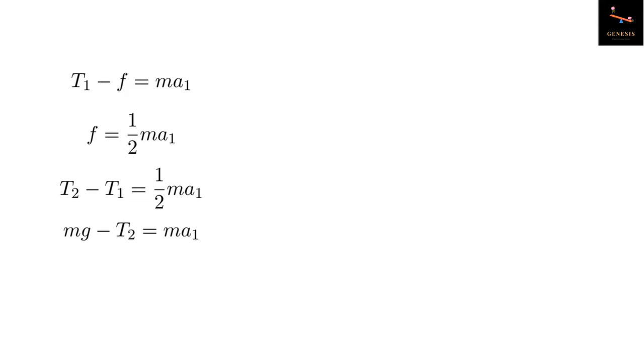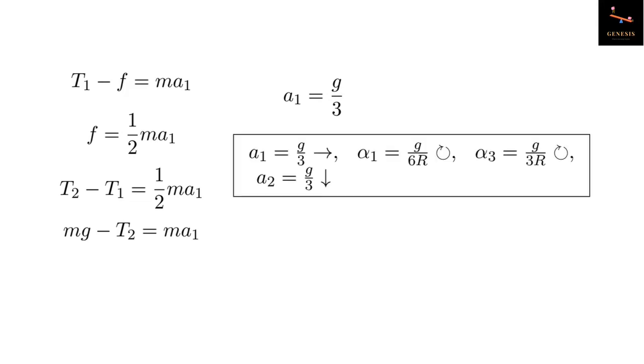You realize I have converted everything on the right hand side into one single variable a1. Add all this up, you will get a1 is equal to g by 3. Once you get a1 is equal to g by 3, everything else you can find from these four equations. So you get a1 is equal to g by 3 rightward, alpha 1 is g by 6r clockwise, alpha 3 is g by 3r clockwise, and a2 is g by 3 downwards.